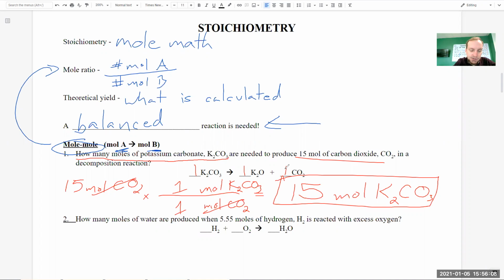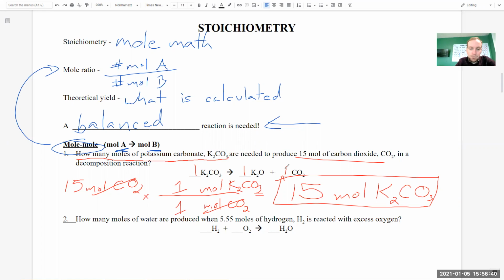Let's go ahead and go on to number 2. It says how many moles of water are produced when we have 5.55 moles of hydrogen reacted with an excess of oxygen. Now, when they say an excess of oxygen, that doesn't really matter. They're just saying that we have more of it, therefore it's not really an issue, right? If you have too much, you don't have a problem. If you have too little, that is a problem, right? We'll get to that later. But notice at number 1, it says in a decomposition reaction. They're just explaining the reaction. Look at number 1. That is a decomposition reaction.